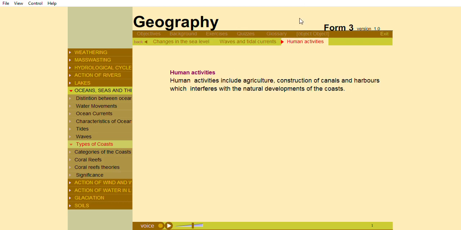Human activities. Human activities include agriculture, construction of canals and harbors, which interfere with the natural development of the coasts.